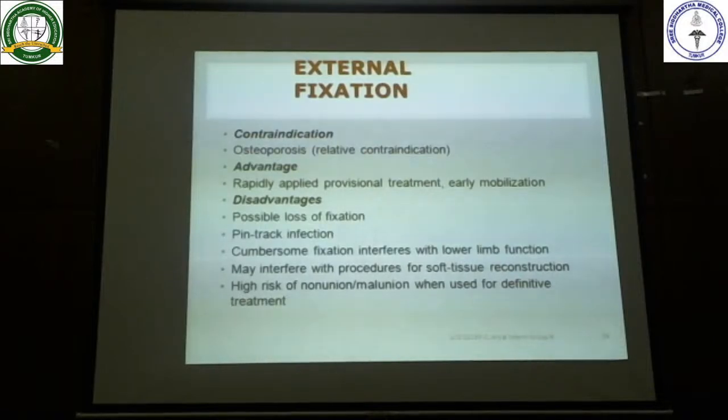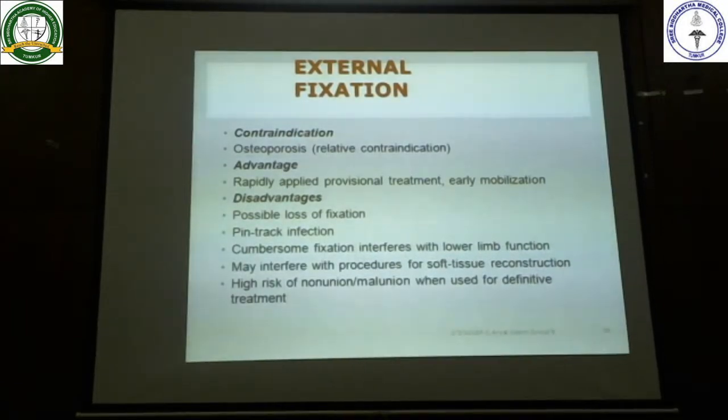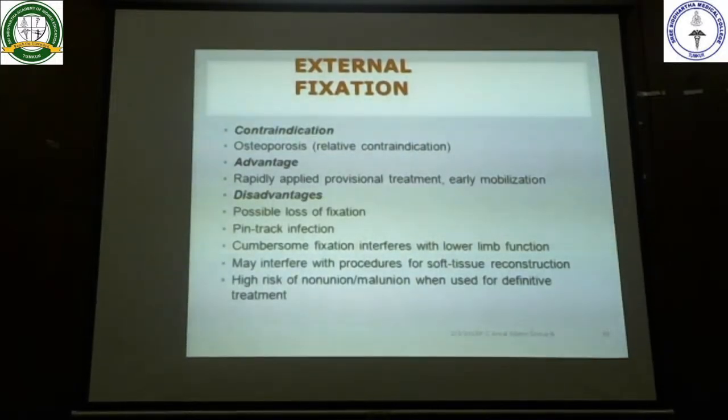And of course, it's a very cumbersome process. The patient has to lie down with all the huge steel frame and all those things. So these are the disadvantages of external fixation. But in such cases where you cannot go for internal fixation, it's a must. You have to go for external fixation only.